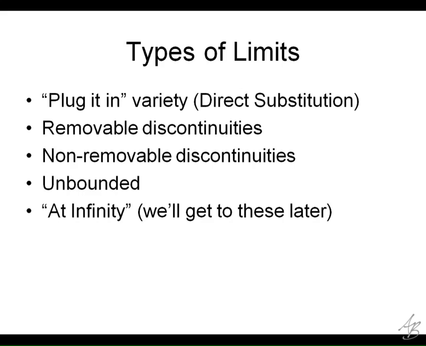The first one is the plug-it-in variety. It's called direct substitution. So this is the type of limit we're going to see for a continuous function. If a function is continuous, then we can just plug in the value that x is approaching, and it doesn't have to be x. It could be any variable approaching something. We can plug it into the function and get the limit. Okay, this works when it's a continuous function.